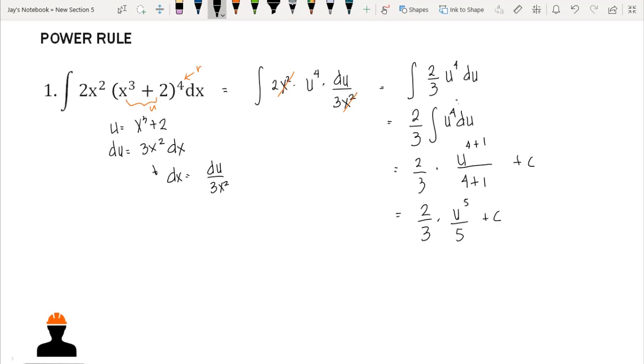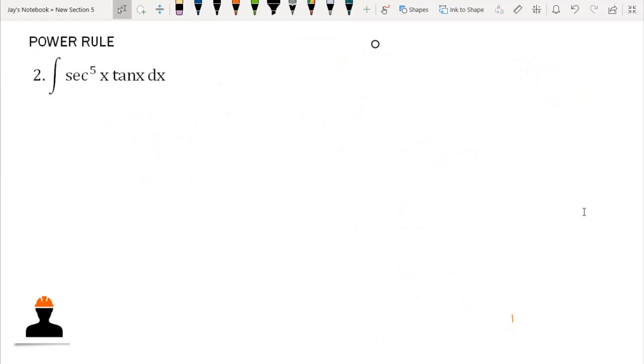Now let's get the value of u back into our equation. That is, we have 2 over 5 times 3, we have 15. Our u here is x cubed plus 2, so we have x cubed plus 2 raised to the 5 plus c. So this is the integration of 2x squared times x cubed plus 2 raised to the 4 dx using u-substitution. Now I have here the next example, the integration of secant raised to the 5x tangent x dx.